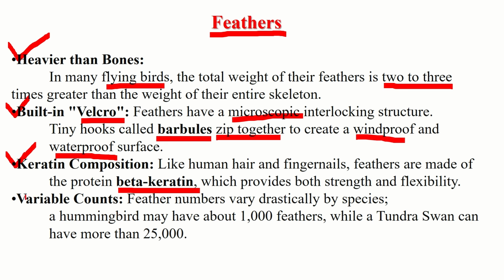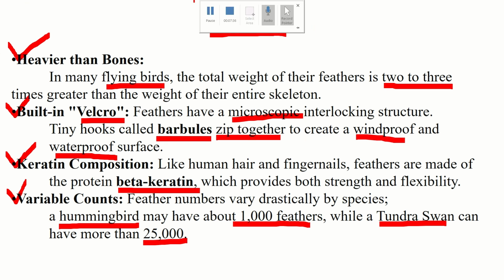Feathers have variable counts. Feather numbers vary drastically by species. A hummingbird may have about 1000 feathers, while a tundra swan can have more than 25,000 feathers. So that is all about the feathers and feathers in case of pigeon.